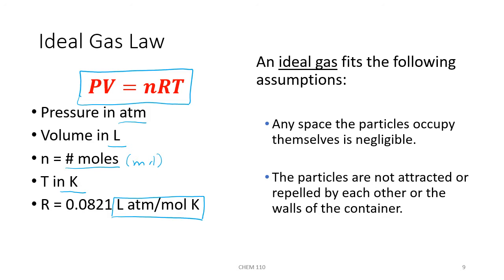An ideal gas is a perfect hypothetical gas that would obey all the gas laws exactly over all temperatures and pressures. The following assumptions are behind the scenes for any ideal gas. The space that the particles of the gas occupy themselves is so small that we consider it negligible. And the gas particles essentially have no intermolecular forces between them, so they're not attracted to each other, nor are they repelled by each other or the walls of the container that they're within.